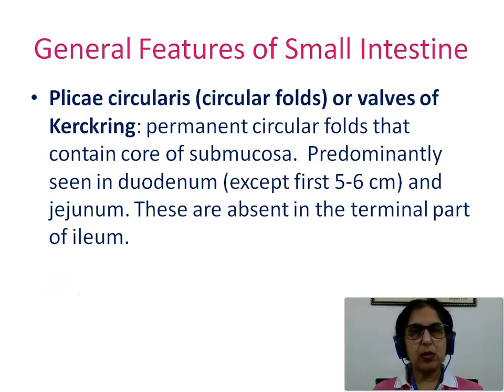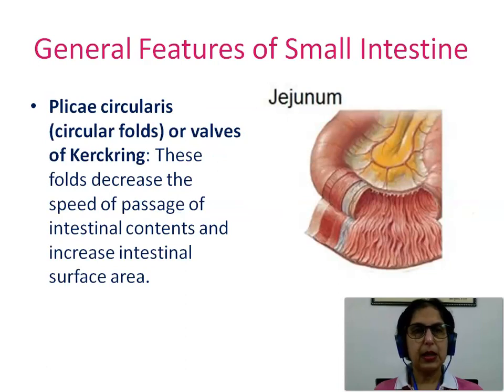Plica circularis or circular folds, also known as valves of Kerckring. These are permanent circular folds that contain core of submucosa. They predominantly are seen in the duodenum, except in the first 5 to 6 centimeters, and in the jejunum, and these are absent in the terminal part of ileum. These folds decrease the speed of passage of the intestinal contents, and they increase the intestinal surface area.